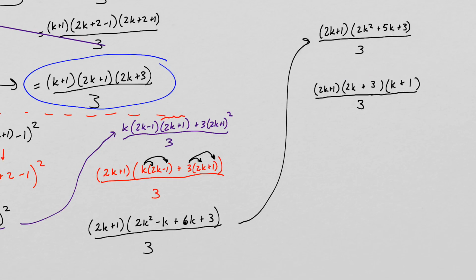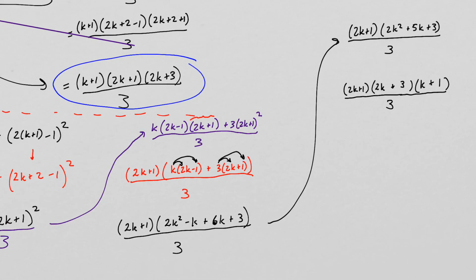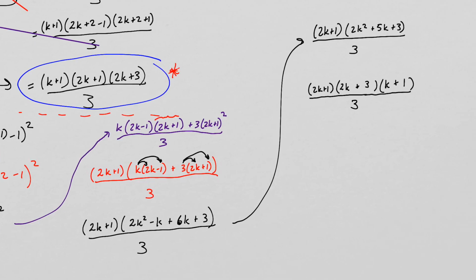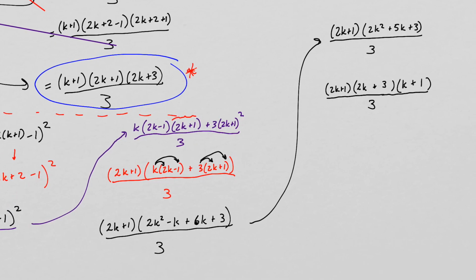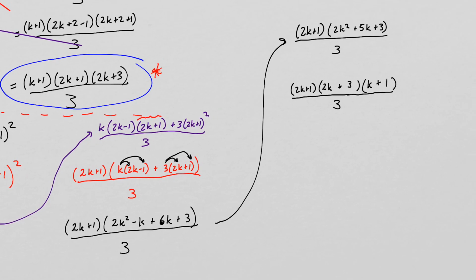So looking at this, we've actually done it, believe it or not. All we have to do is rearrange this, because remember, we're trying to get to here. We're trying to get this thing to look like that, and we did it. The only thing is the 2k plus 3, the 2k plus 1, and the k plus 1 are in the wrong order. We could just rearrange that. This is just equal to k plus 1 multiplied by 2k plus 1 multiplied by 2k plus 3. Of course, still all divided by 3, and we're done.